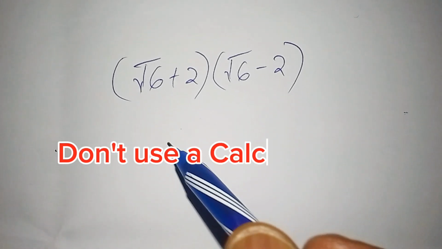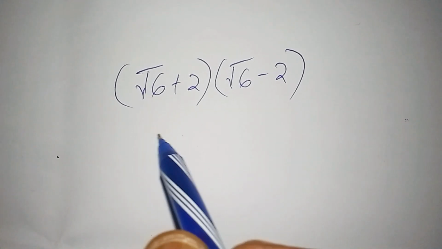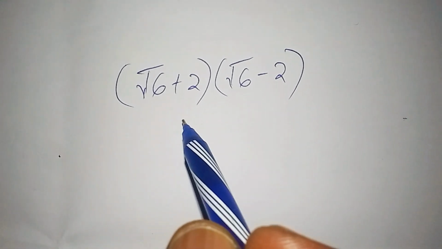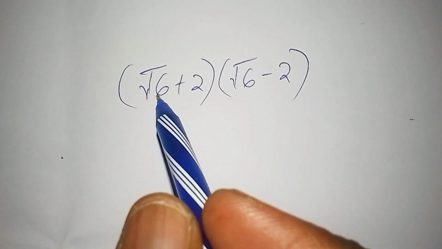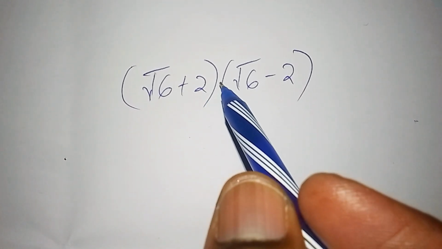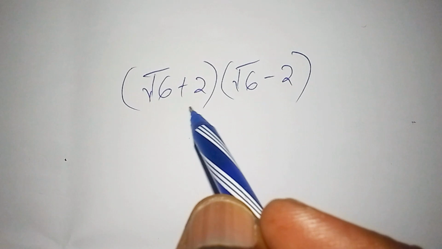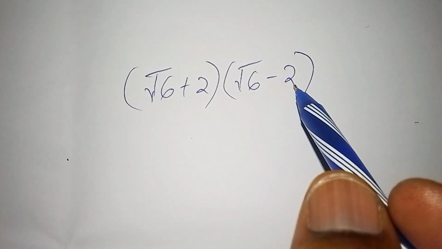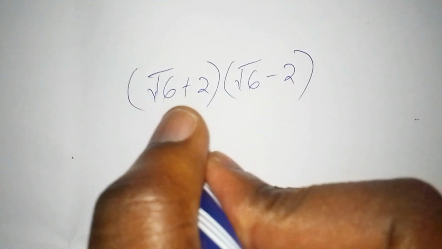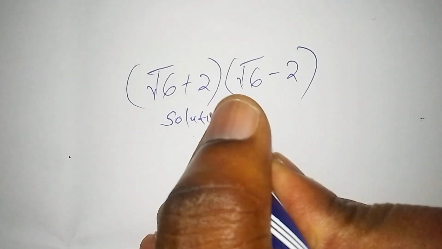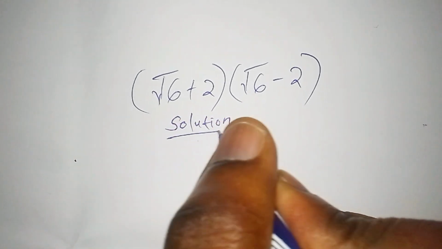Hello everyone, do you know how to simplify the square roots of numbers? I want us to simplify this maths problem: (root 6 plus 2)(root 6 minus 2). The first thing we are going to do is start with the solution. We want to solve this problem.